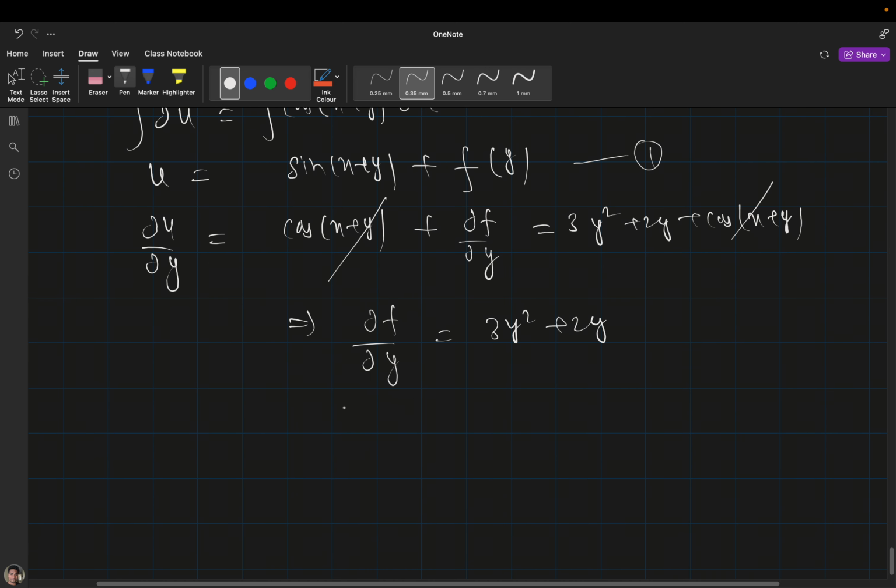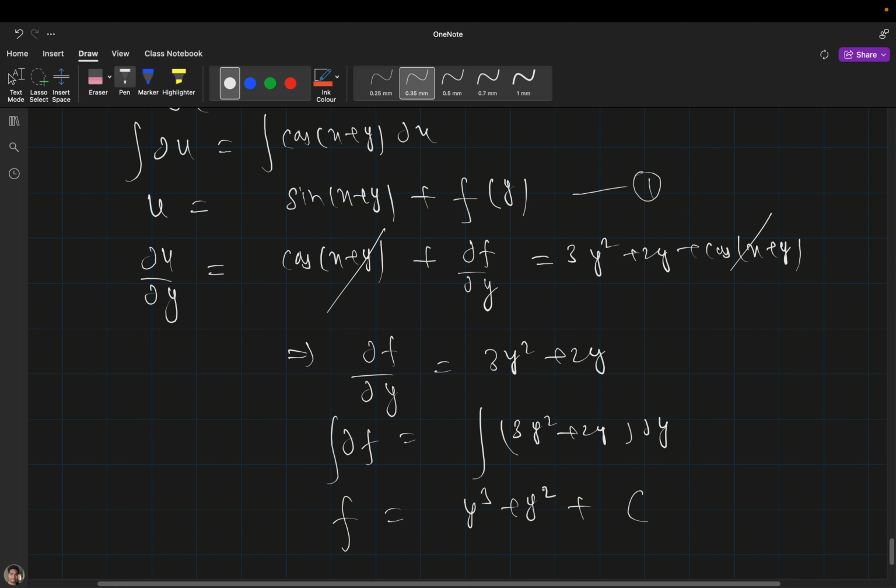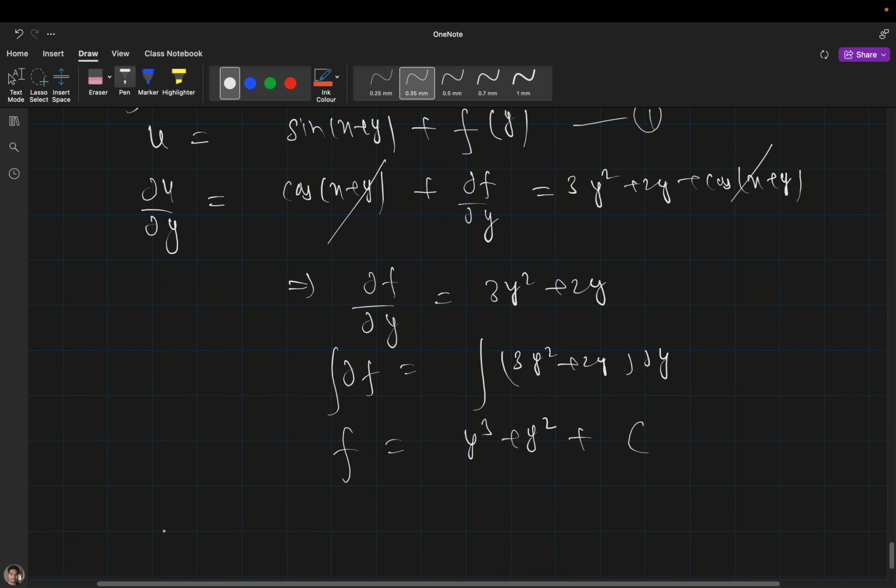Now you can write (3y² + 2y) ∂y, integrate both sides. Clearly all are functions of y only, so f will be y³ + y² plus a simple constant independent of x and y. Now substitute this directly here, so you will get u = sin(x + y) + y³ + y² + c. This is the solution.